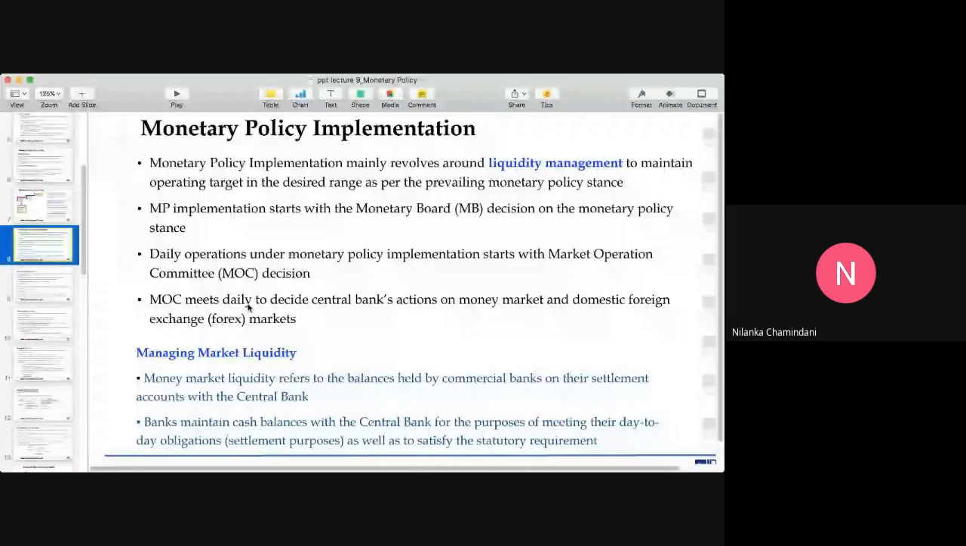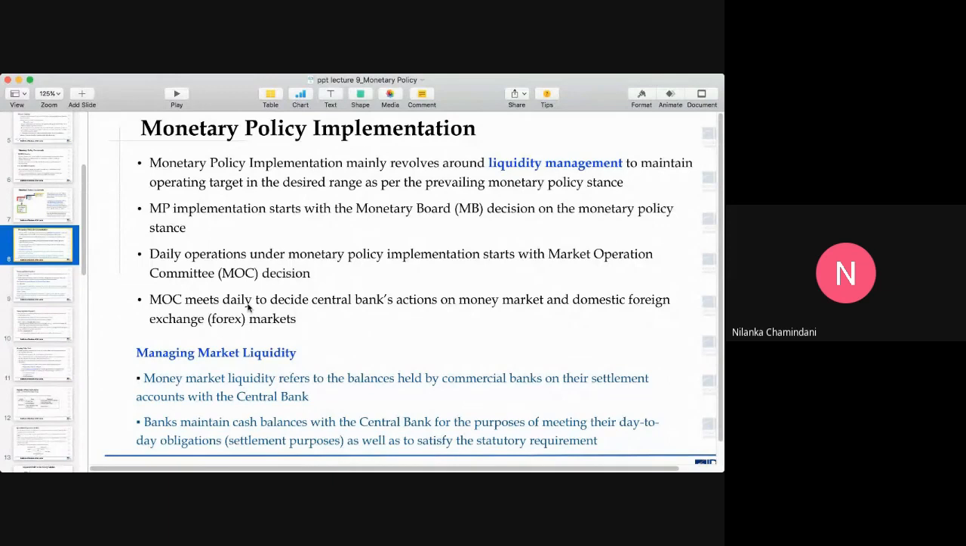Then on the daily basis, there is a committee called the market operation committee. They have to decide how the daily operations should be conducted in order to maintain that monetary policy stance. So accordingly, that monetary policy implementation will happen. They meet every day to decide what the central bank actions should be on the money market and the domestic foreign exchange market as well.